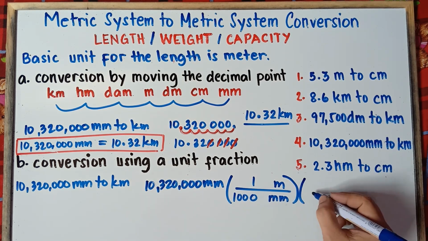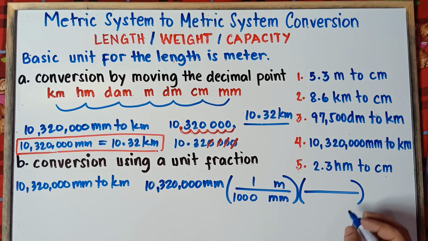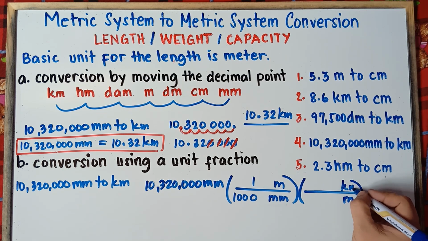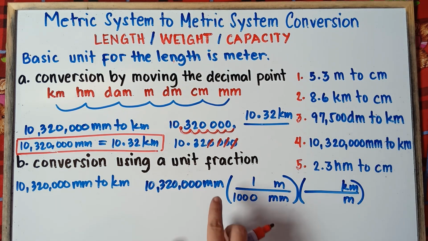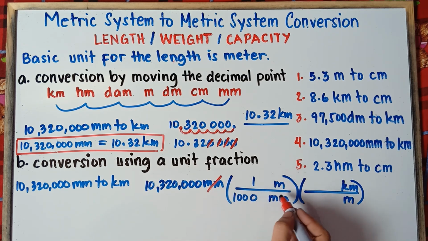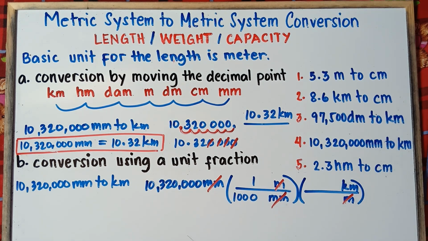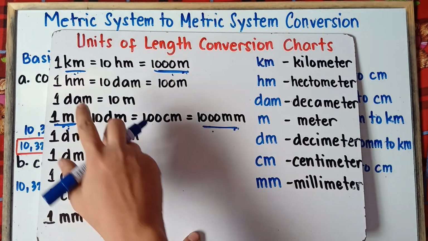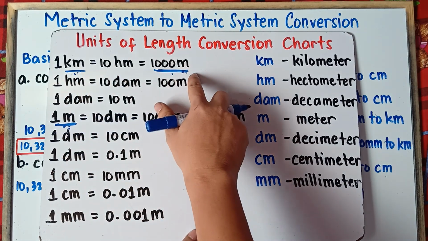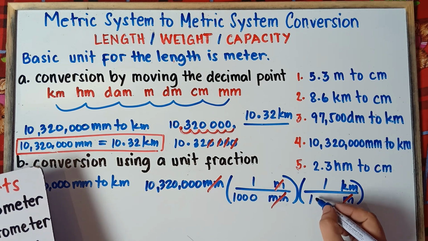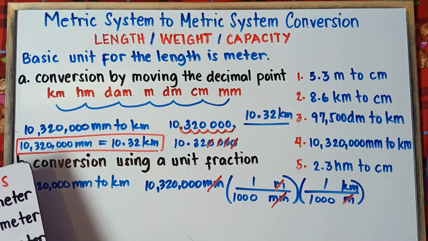And then we convert meter to kilometer. So if this is meter, the units on the denominator must also be meter, and then kilometer. So we can cancel this out. Millimeter, millimeter, cancel this out. And then meter to meter, we can cancel this out. And then check the conversion, class. 1 kilometer is equivalent to 1,000 meters.